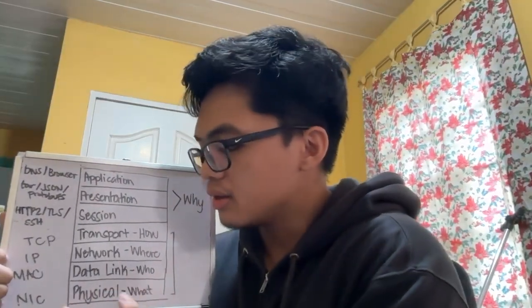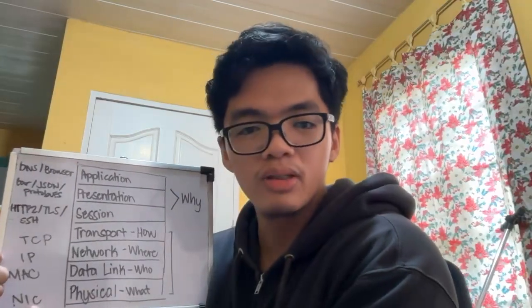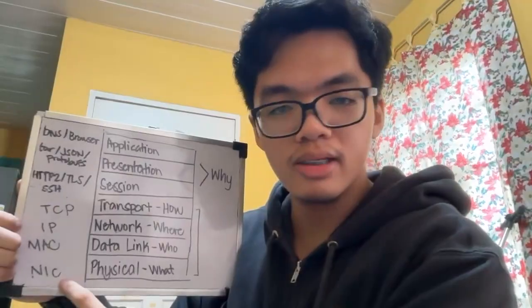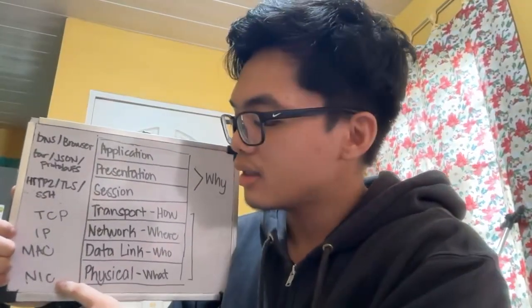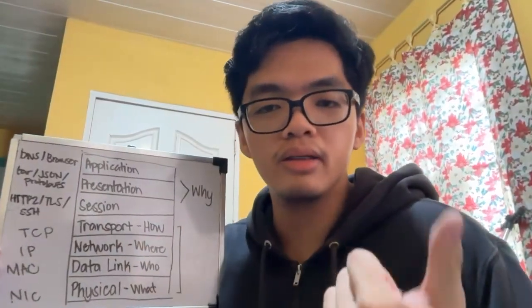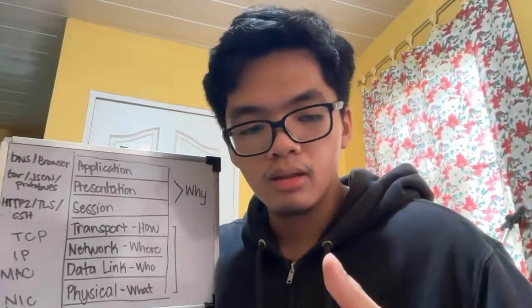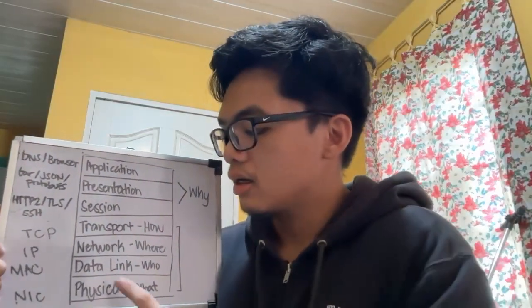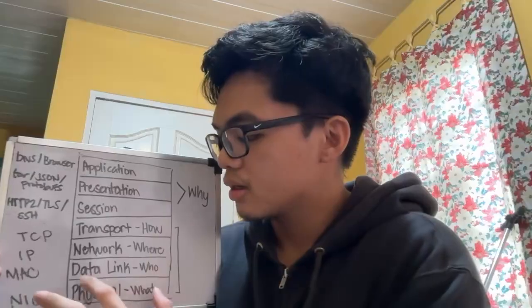The physical layer deals with the NIC when it comes to the hardware. That's the physical medium. Oh, you can't see it. NIC. What does that mean? That is your network interface card. It could be your Ethernet port or your Wi-Fi card.